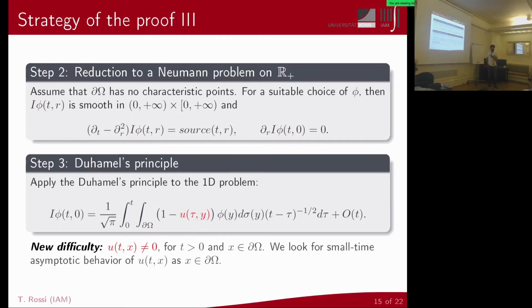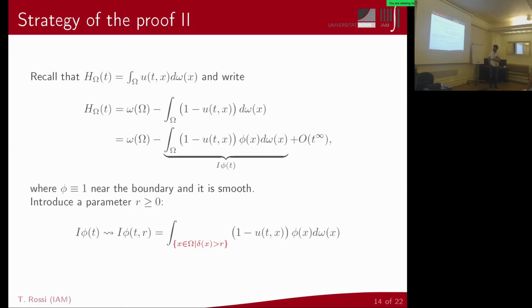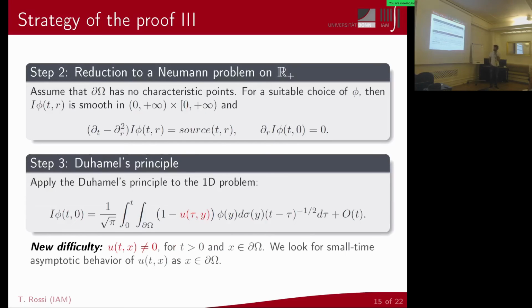Now, as I said, if the boundary of the domain Ω has no characteristic points, then the function I_φ(t, r) satisfies a one-dimensional Neumann problem on the half line, and we can apply Duhamel's principle to this one-dimensional problem. Let me just remark before going on that the non-characteristic assumption is useful because we want to compute two derivatives in the r direction, and here the parameter r appears in this upper level set for the distance function, and so we need some regularity for the distance function to be able to compute these two derivatives. Okay, so now we apply the Duhamel formula, and what we end up with is this new formula for I_φ(t, 0).